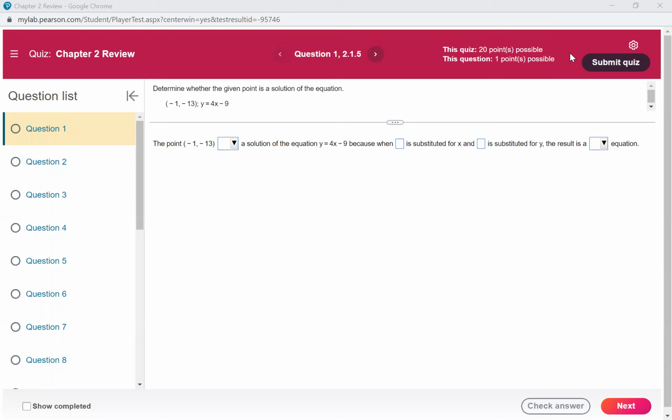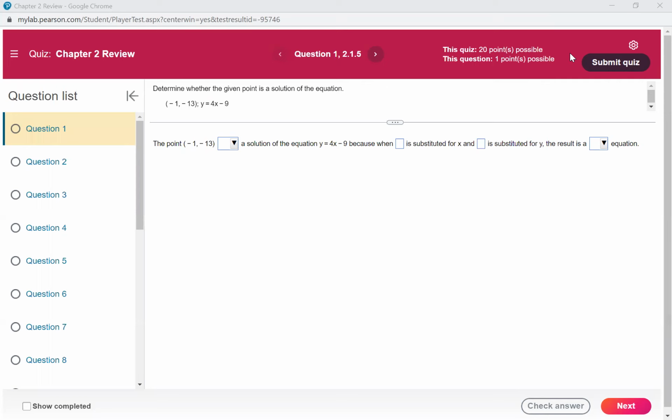All right, y'all. So let me write number 1 down. I'll work it and then we'll come put our answers in. So they want to determine if the given point is a solution. So they're giving us (-1, -13). And then the equation is y equals 4x minus 9.